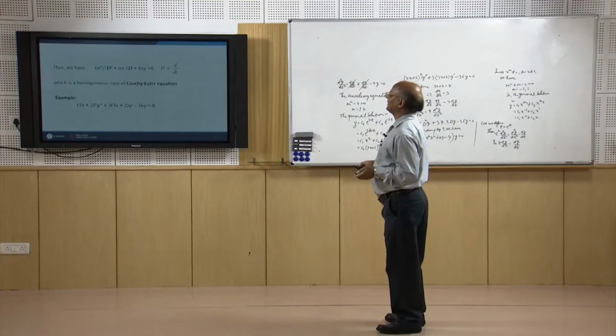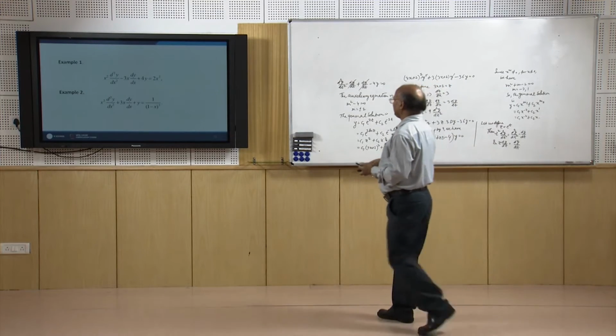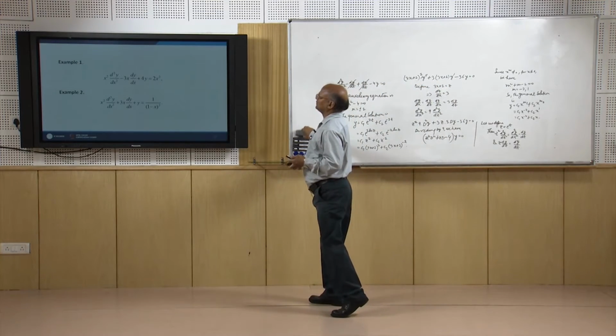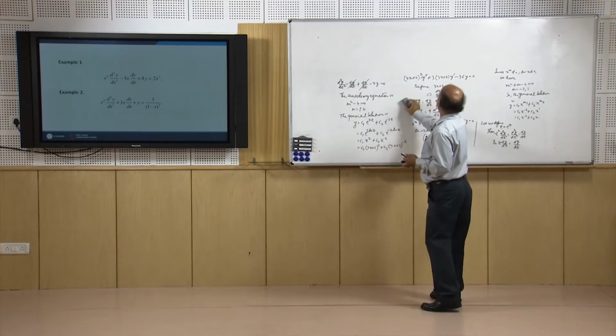Now, let us take a non-homogeneous Cauchy-Euler equation. We have seen how to solve Cauchy-Euler equation in the homogeneous form. So, let us just find the particular integral.